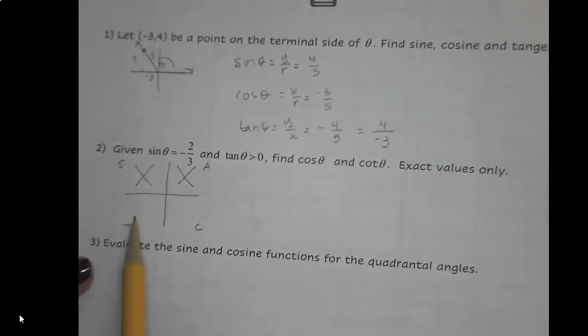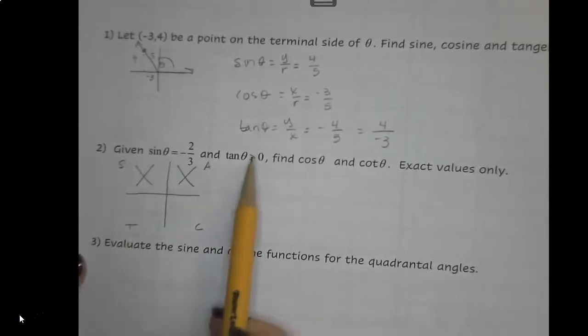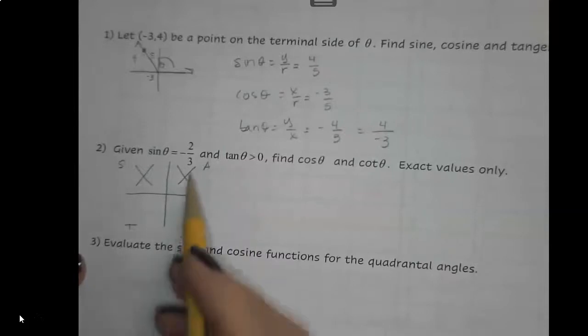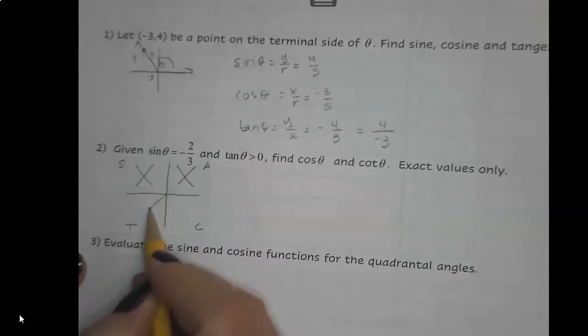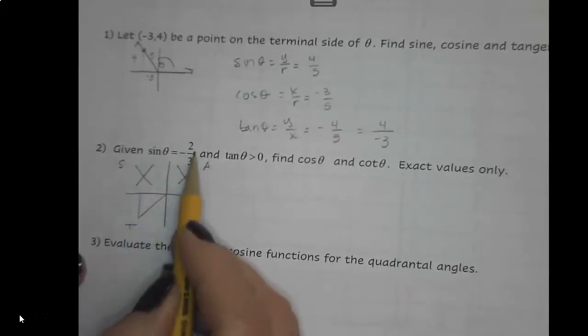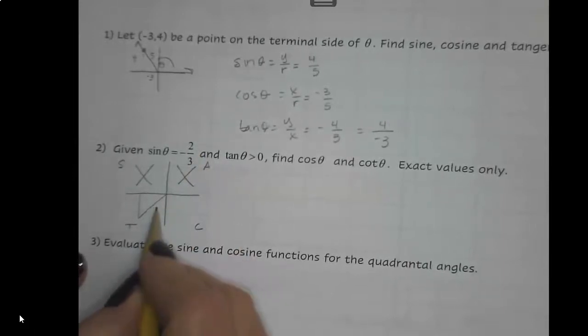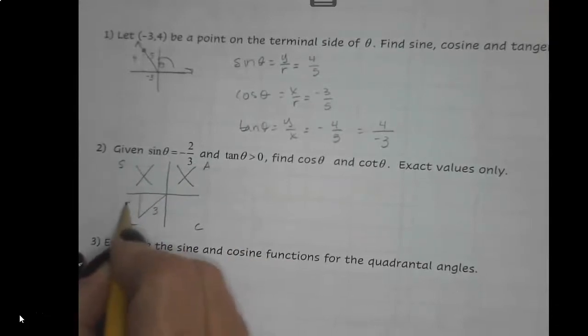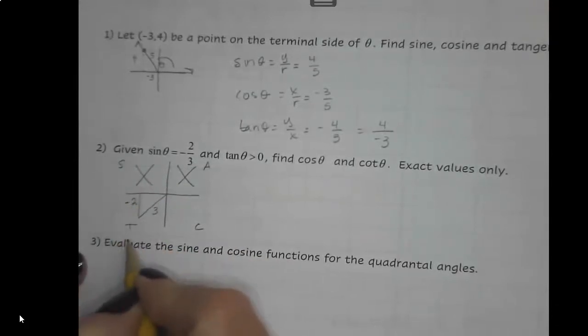I know it's going to be in quadrant 3 or quadrant 4, and then I look at this condition. Tangent theta has to be positive, so that lets me know that I need to be in this quadrant right here, because here's where tangent's positive. So then I draw my triangle here. Remember, this is y over r. R is always positive, so it's always going to be positive 3. This will be negative 2, and then you'll do a little Pythagorean theorem.